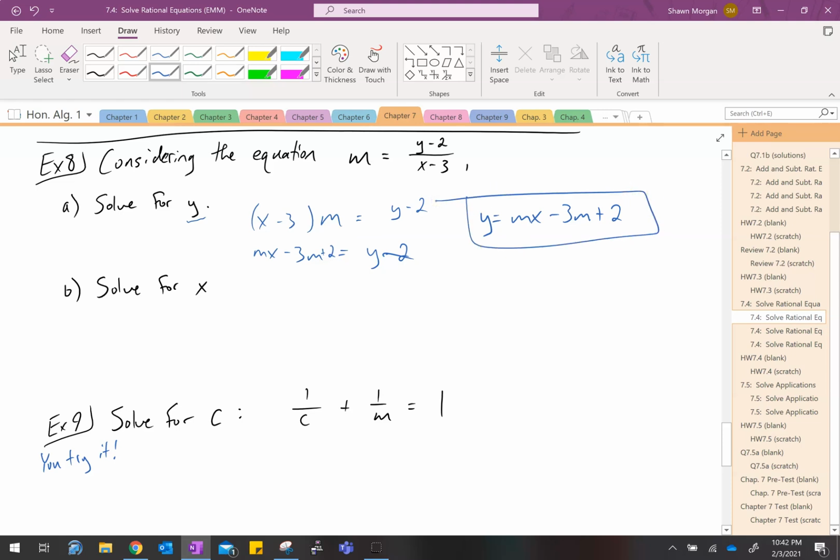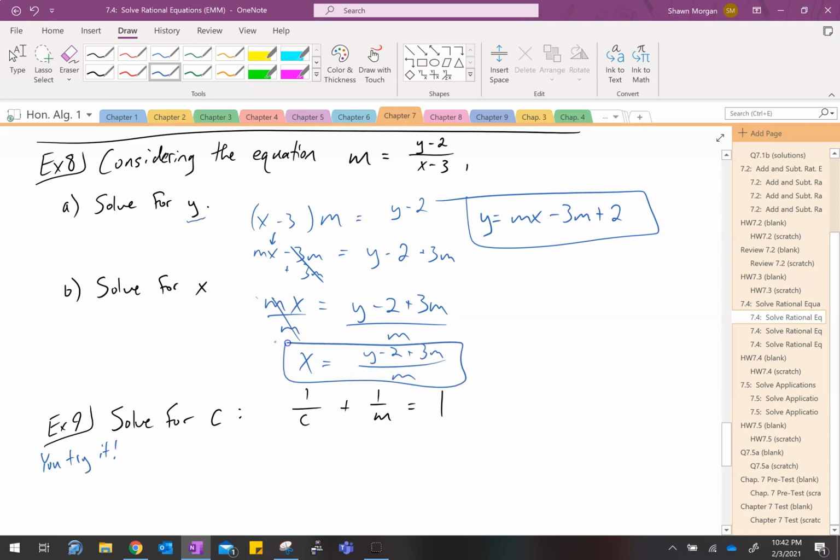Okay, manipulating a formula. To get x by itself, similarly speaking, after having distributed the m, I want to add 3m to both sides. I'm trying to isolate the x term right there. So I'm going to add 3m to both sides to cancel it off. And then I've got mx equals y minus 2 plus 3m. Divide both sides by m, and then we've got our x by itself.